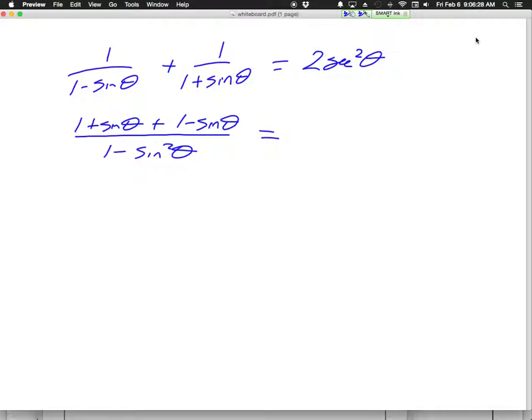So the bottom is a Pythagorean, and the top goes to 2. How did you get the sine from the numerator to cancel? Sine minus sine cancels each other. And then 1 plus 1 gives me 2. And if I've got cosine squared on the bottom, that's the same thing as having what in the numerator? Secant squared.